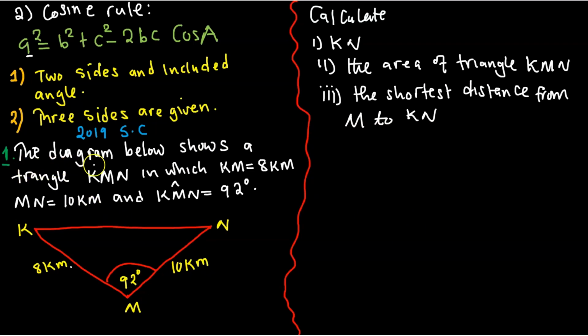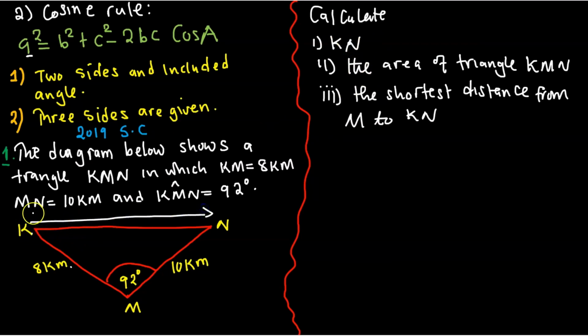The question says the diagram below shows a triangle KMN, in which KM is 8 kilometers, as you can see. MN is equal to 10 kilometers, and angle KMN is equal to 92 degrees. Now, mostly, what are the questions that you expect? One, calculating distance. In this case, we are calculating KN. KN is the whole side, this one.